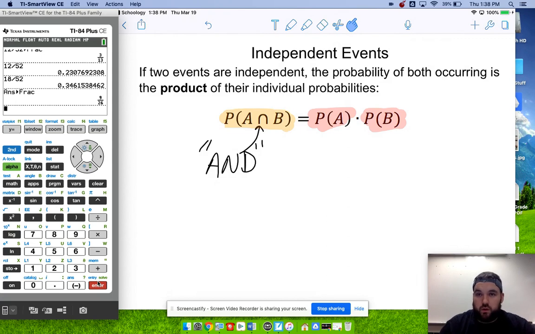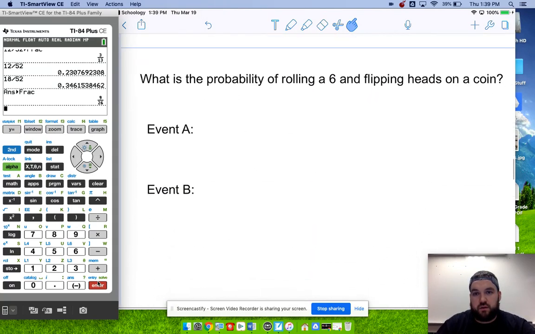And so this is the first true formula that we've had for probability. And I'm going to show you how we can use it to test for whether or not two events are independent. But again, this equality only is true if two events are independent.